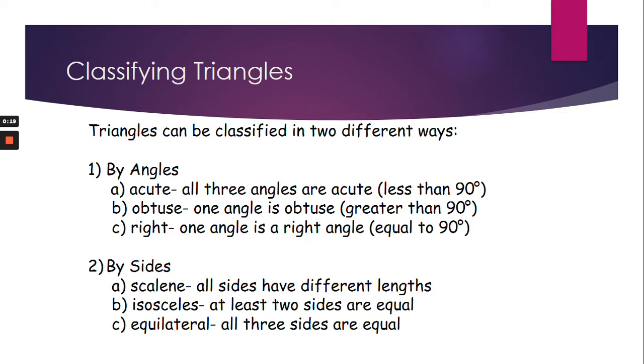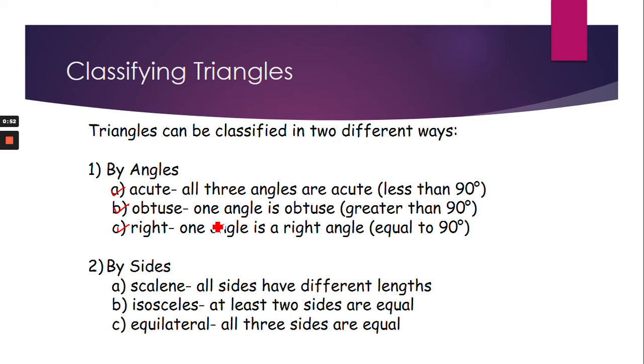There are actually two classifications of triangles: according to the measure of the angles and according to the measure of the sides. Let us first discuss how to identify the different kinds of triangles according to the measure of the angles. There are three kinds: acute triangle, obtuse, and the right triangle. An acute triangle is a triangle whose angles are all less than 90 degrees.